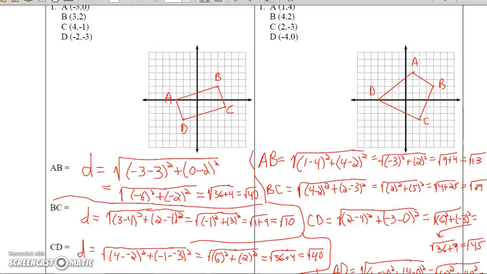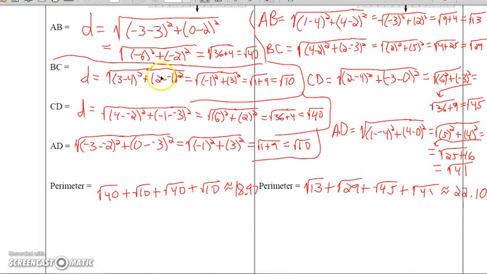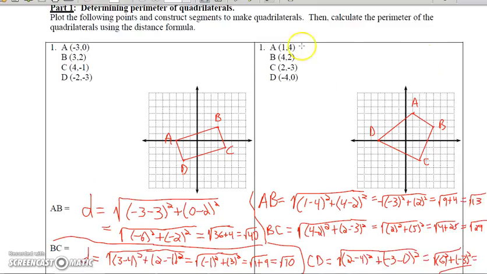So what is the perimeter of this quadrilateral? It's going to be square root of 40 plus square root of 10 plus square root of 40 plus square root of 10. Type all of this in your calculator and then round. That's the answer. As far as this example goes, this should say 2, not 1.